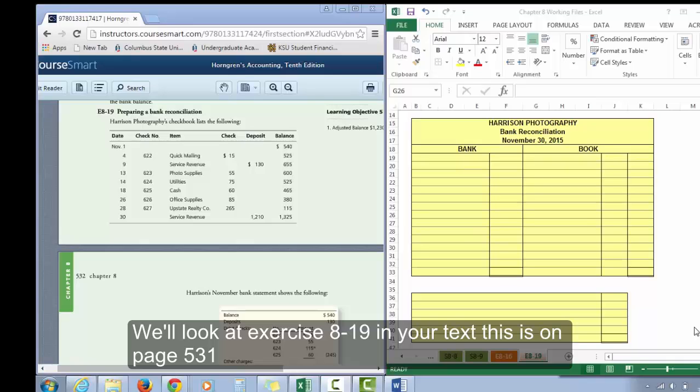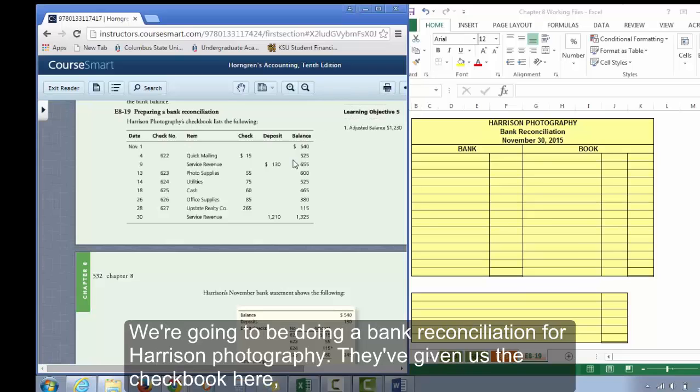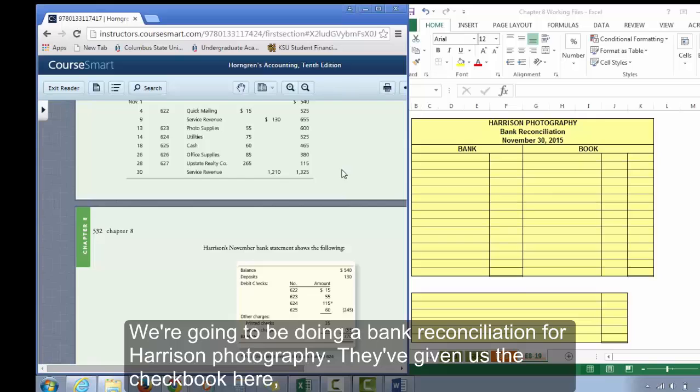Okay, let's look at exercise 8-19 in your text. This is on page 531. We're going to be doing a bank reconciliation for Harrison Photography, and they've given us the checkbook here.